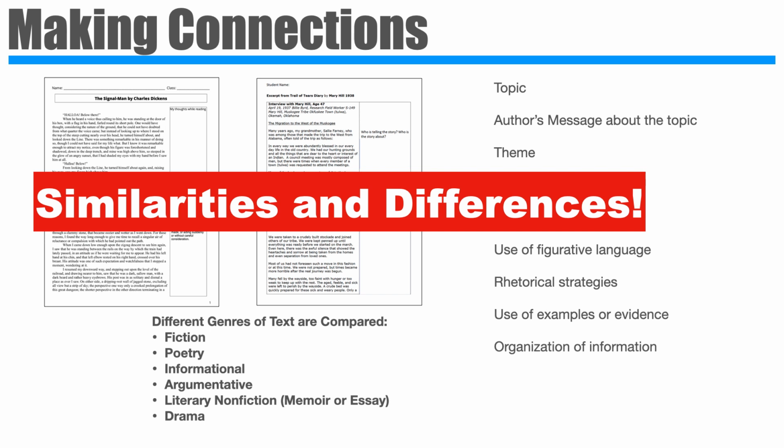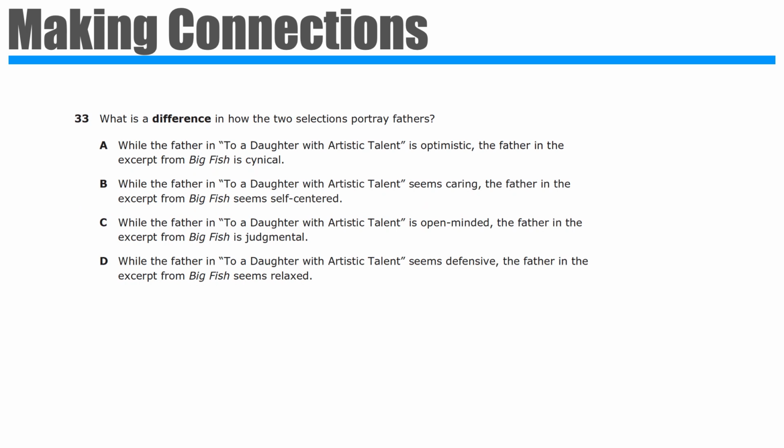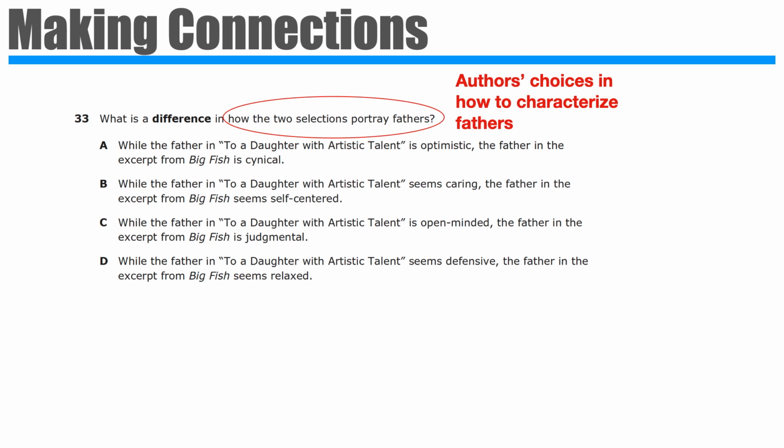Let's look at a couple of examples of how connection questions have looked on previous state testing. In this example, directly from one of the state tests, the question is, what is a difference in how the two selections portray fathers? Both of the texts included fathers, and so the question is asking about a difference in how the author made choices in how they characterized or presented fathers.